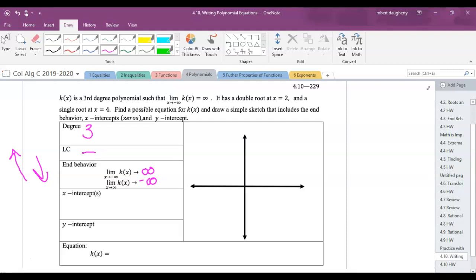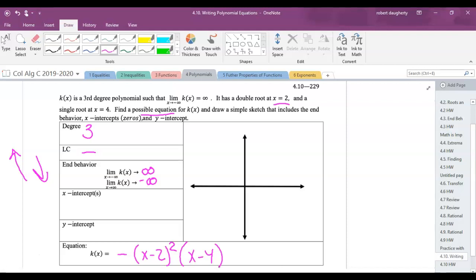It has a double root at x equals 2. What do you think a double root means? Yeah, it's a root of multiplicity 2. And here it says find a possible equation. That means I don't have to go through this thing of solving. So I know that it's going to be a negative coefficient. What's the factor that corresponds to that situation? (x minus 2) squared. It's a double root, okay. A single root at 4, what does that mean? (x minus 4). What degree is this guy? 3rd degree. I think I'm done. That's it. Find a possible equation.